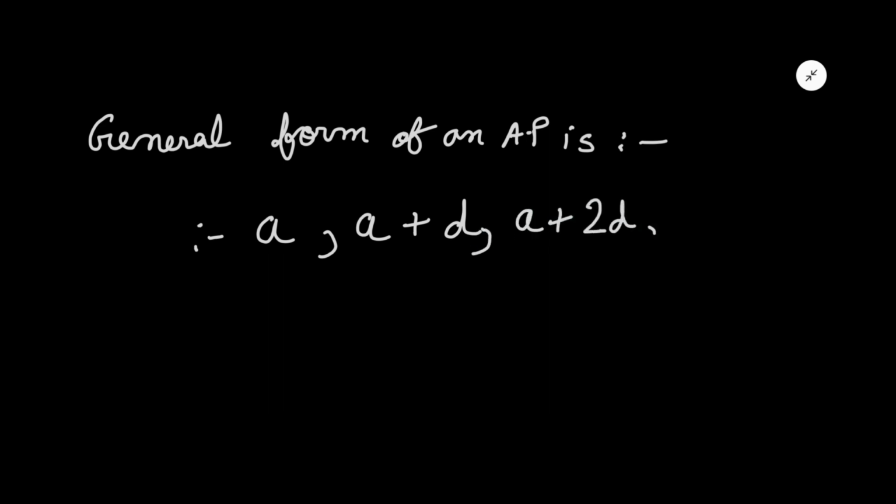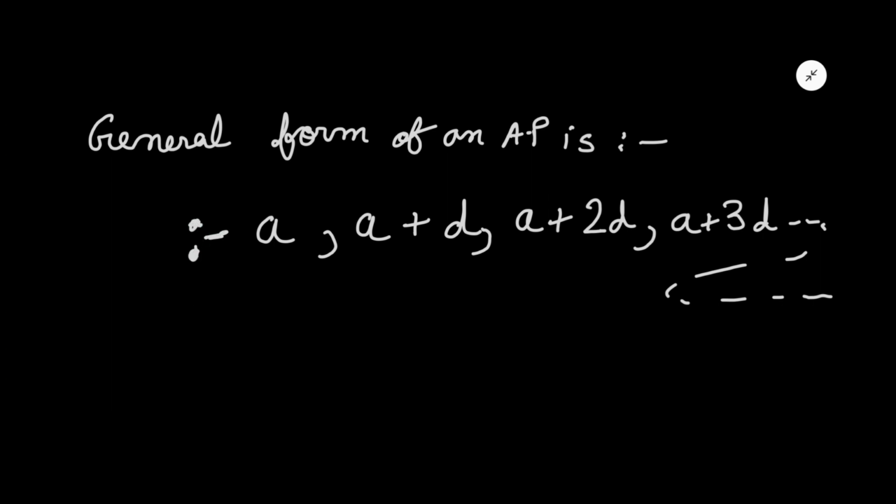Now let's talk about general form of an AP. So the general form of an AP is A, A plus D, A plus 2D, A plus 3D, and it goes on like that. So how this form is made? So let's take an example to prove that.